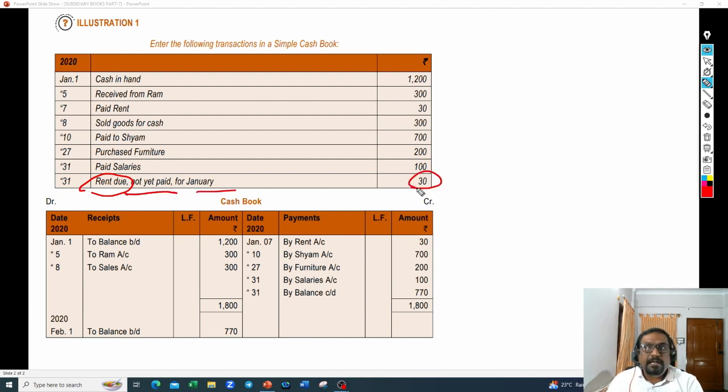Next, rent due not yet paid for January, 30. This is not paid. What did I say when we prepare the cash account? Only payments and receipts need to be recorded. This is not paid. If it is not paid, we will not record it in the cash book. This transaction we will not record in the cash book because this amount is not paid.